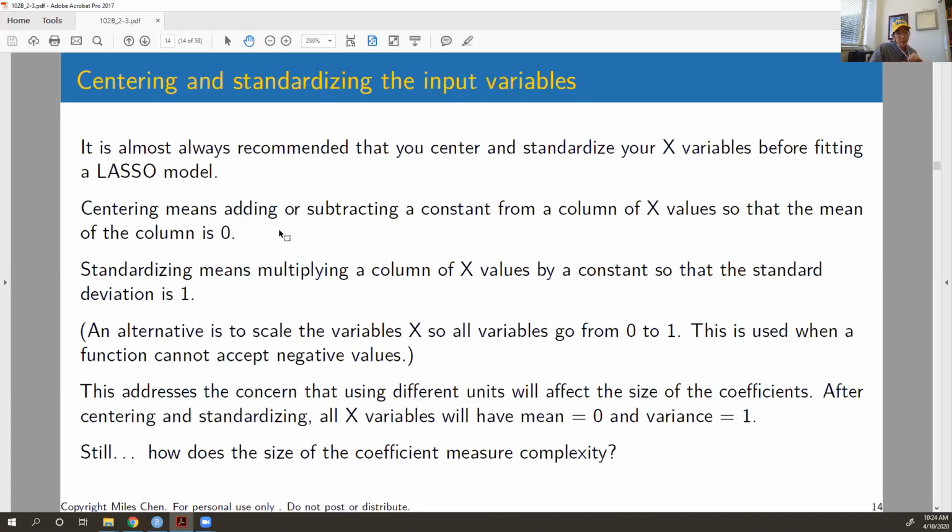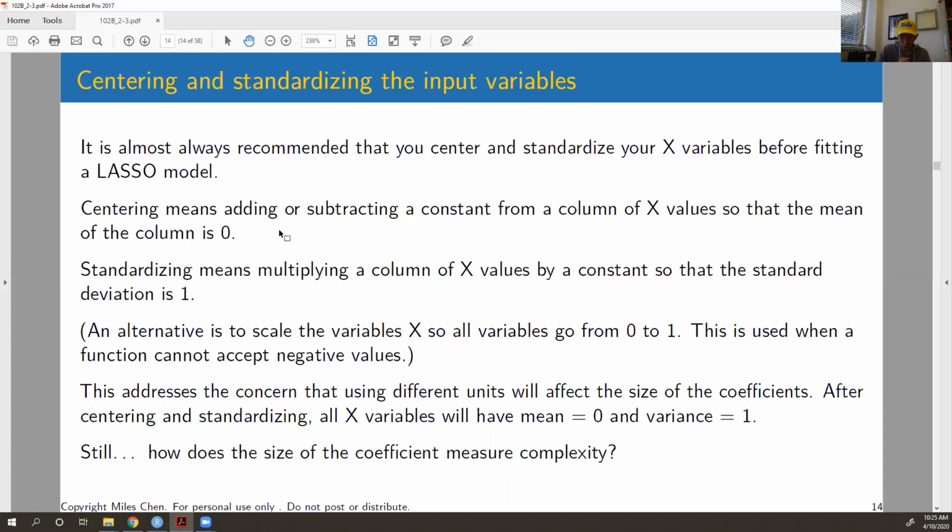But basically, we recommend centering and standardizing your variables. That addresses the issue of using different units of measure. If one person uses centimeters and one person uses meters, after you center and standardize, they're going to have exactly the same numbers. So that addresses the concern of different units producing different coefficients and different measures of complexity.